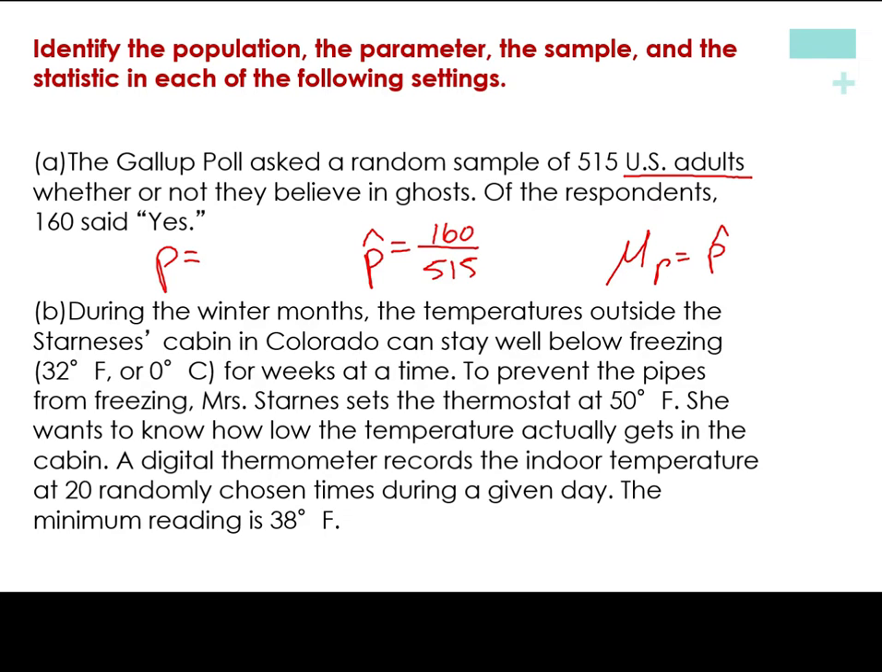Okay, what's the population of interest? The temperatures inside of the cabin. Cool, right on, very good. What's the parameter here? What would the parameter be?